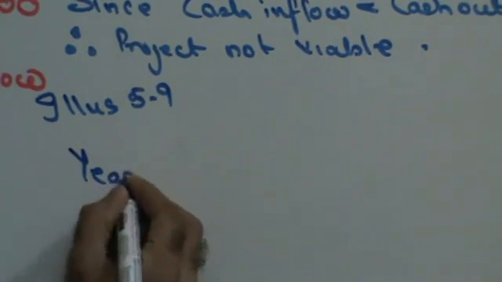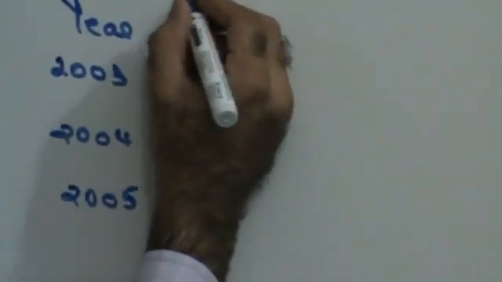Now the years are 1, 2 and 3. They've given you data for 3 years because you bought the shares on 1st April 2002 and finally you want its value in 2005. So this is for 2003, 2004 and 2005. Cash inflow.